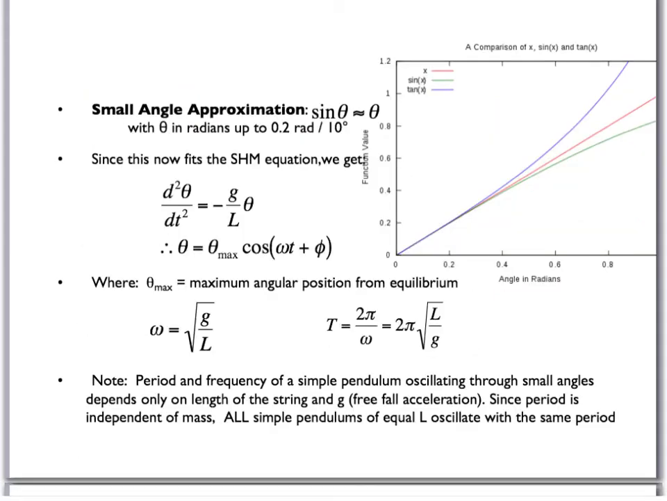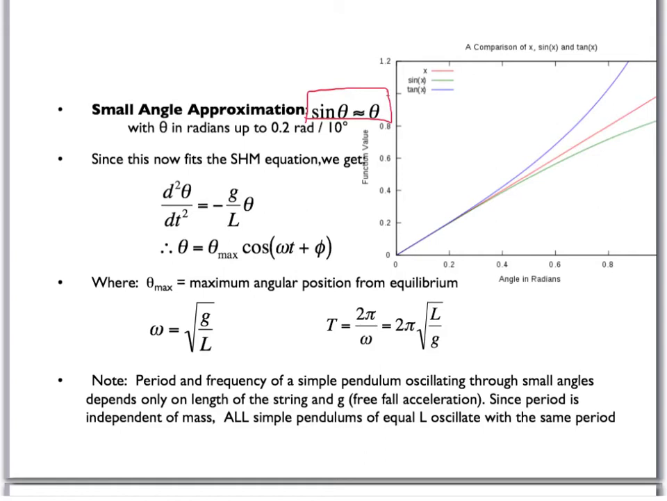Now, the small angle approximation basically says that the sine of an angle is about equal to the value of the angle itself when theta is measured in radians. And that is true up to about 0.2 radians or 10 degrees.